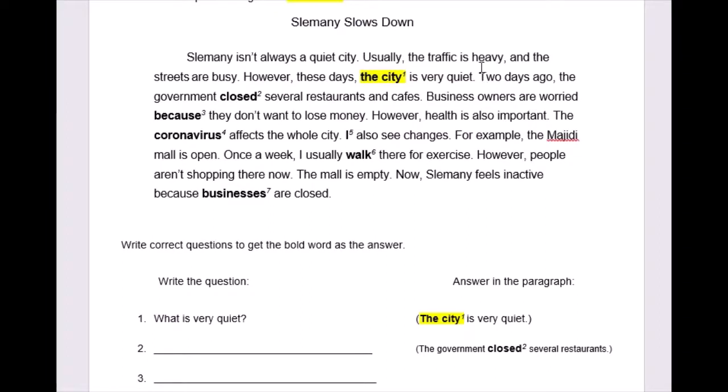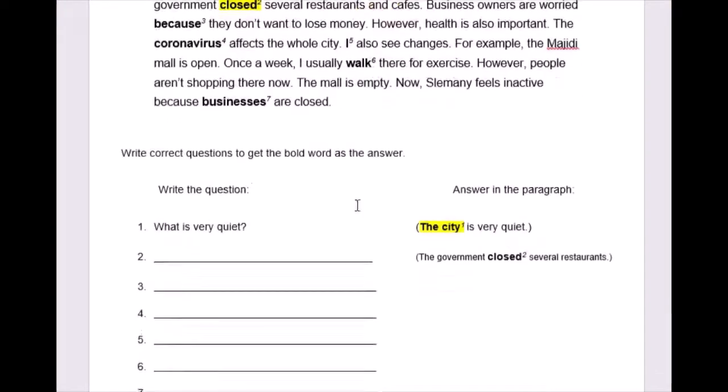together. So keep going. 2 days ago, the government closed several restaurants and cafes. Okay, so number 2 is closed. That's the answer that I want. So I need to write a question to get that answer. 2 days ago, the government closed restaurants. So the government closed restaurants. I'll just say restaurants, okay? The government closed restaurants, right?